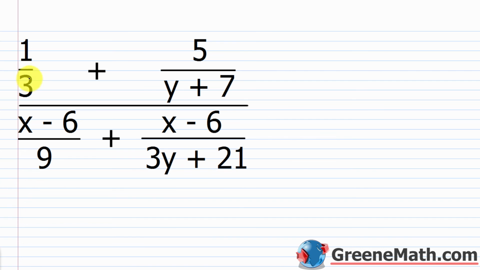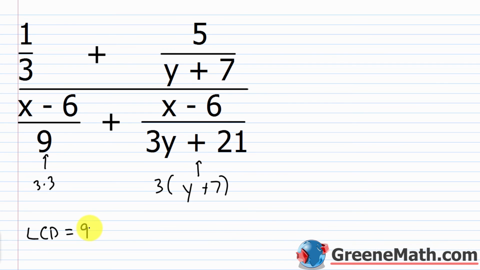So 3 I can't factor. Y plus 7 I can't really factor. 9 I could factor into 3 times 3. And then 3y plus 21 I could factor into 3 times the quantity y plus 7. So what do I have here? I have a 3 here, 2 3s here, and a 3 here. So if I'm building my LCD, I would put 2 3s in, because that's the largest number of repeats, so I'd put 9 there. Then I have a y plus 7 and a y plus 7. It only occurs once in each of those, so I just got to put 1 in.